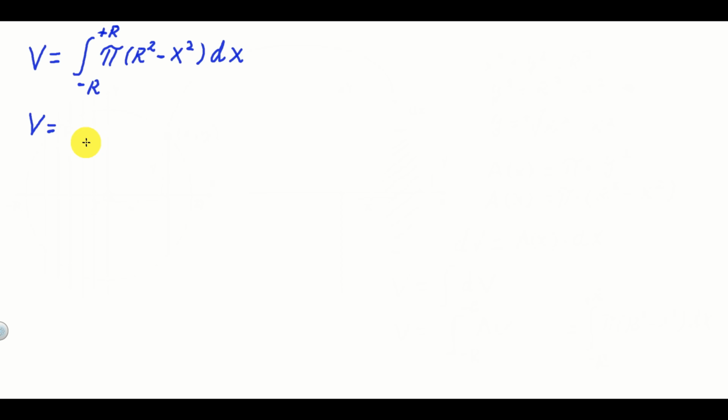Volume is equal to, first of all, let's split this integral into two parts. The first part is an integral from minus r to plus r of pi r squared dx. Then we will have minus, over here, an integral from minus r to plus r of pi multiplying x squared multiplying dx.